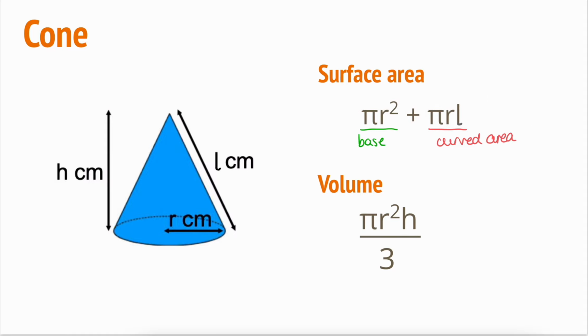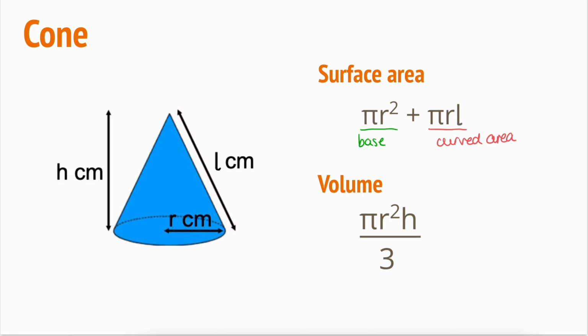And then when we're finding the volume, that's pi r squared times the height divided by 3. So we have 3 measures that we need to know for a cone: the height, which is perpendicular as always, the radius, and the length, which is the diagonal length that goes along the slanted edge of the cone.